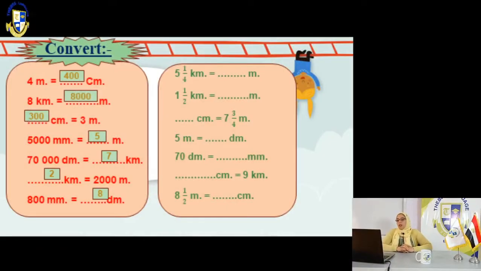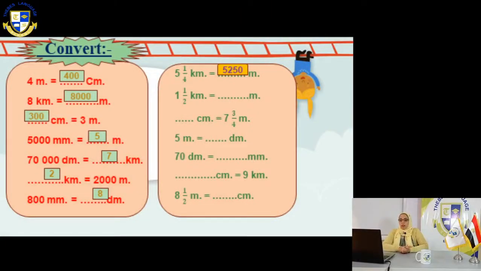Another exercise: 5¼ kilometer equals how many meters? Be careful. This is the note which we said to study hard. A quarter of a kilometer equals 250 meters, and 5 kilometers equal 5,000, because when we convert from kilometer to meter, we multiply by 1,000. So the 5 will be 5,000, and the quarter, we must know it very well, will be 250. So add them together: 5,000 plus 250 will be 5,250.